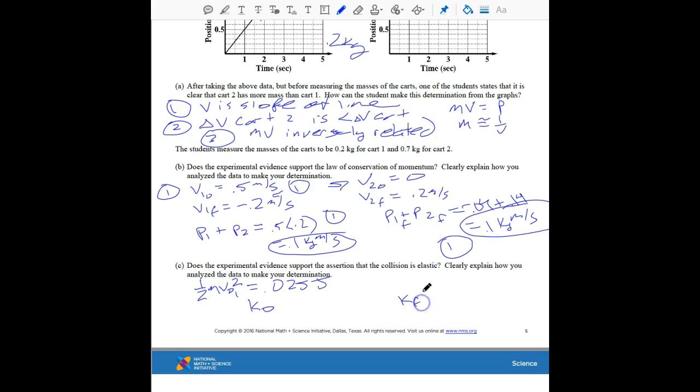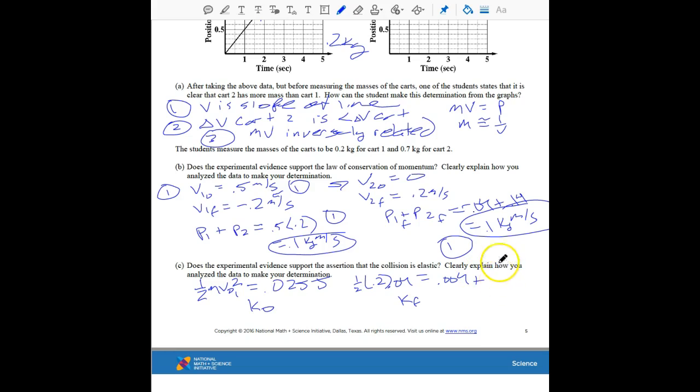The final kinetic energy we've got to find from the two kinetic energies. The first cart has a velocity of negative 0.2, and so we can take 0.2 times 0.2. So 0.2 times 0.2 is going to give us 0.04. Then we're going to do 1/2 of the mass, which is 0.2, times 0.04. If you do 0.2 times 0.5 times 0.04, we end up with 0.004. So this is 0.004.